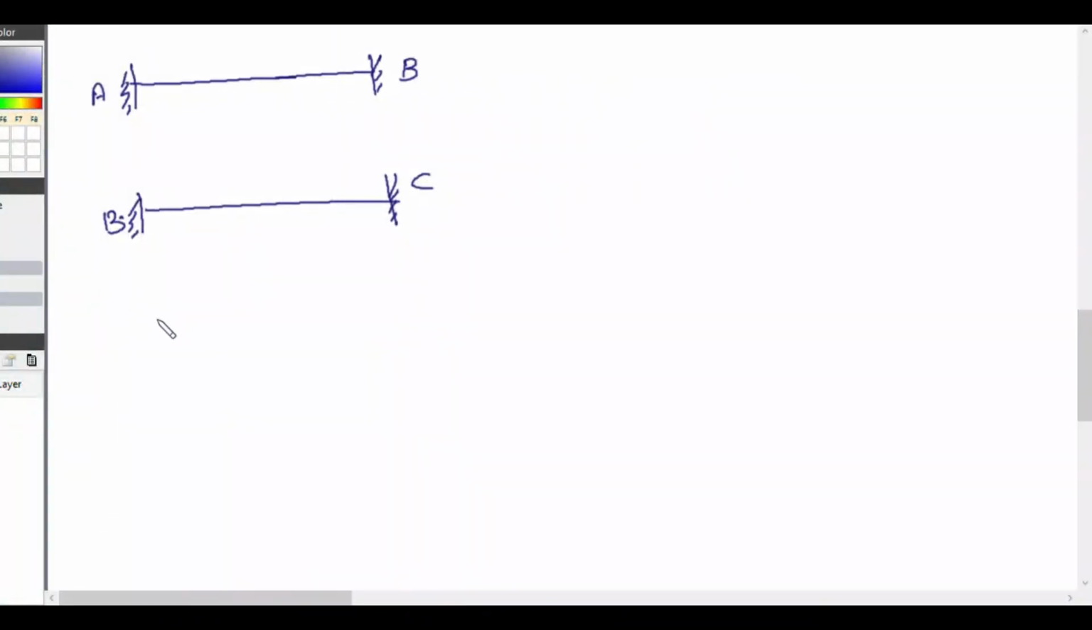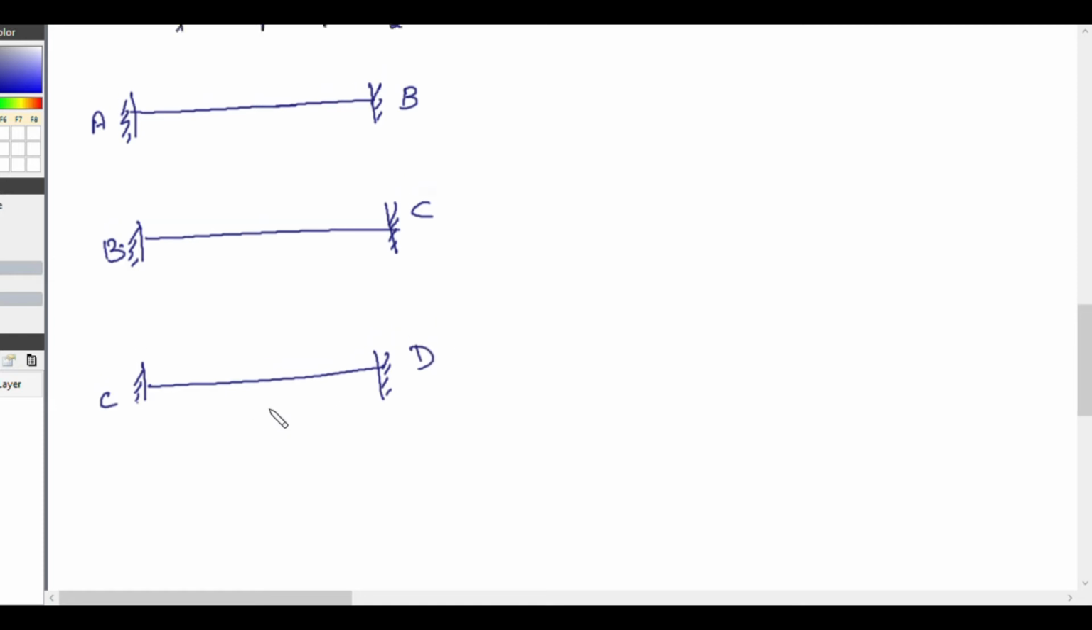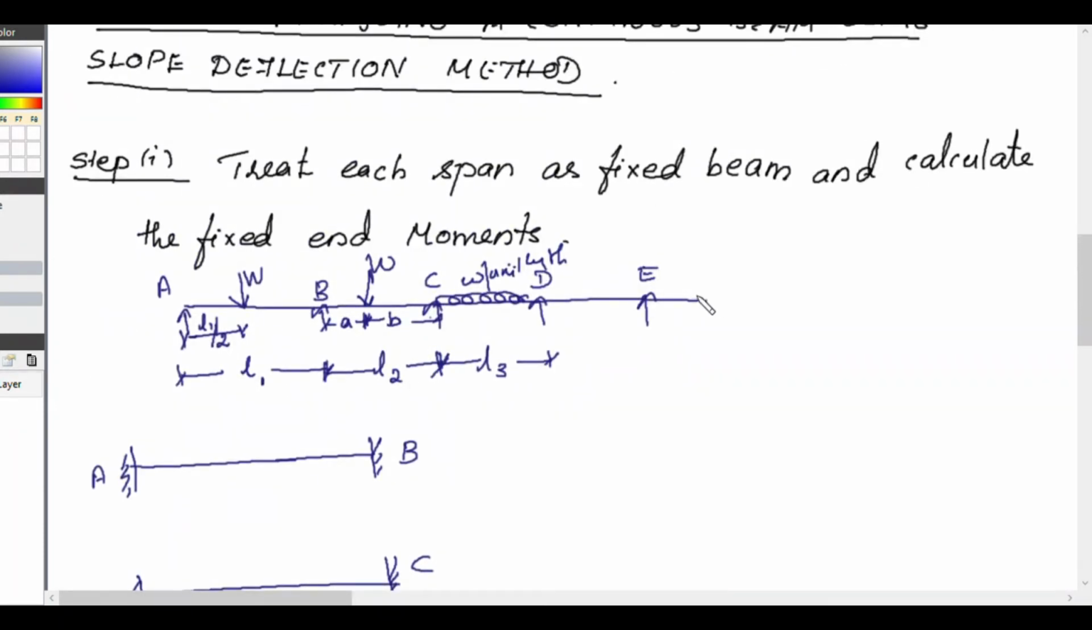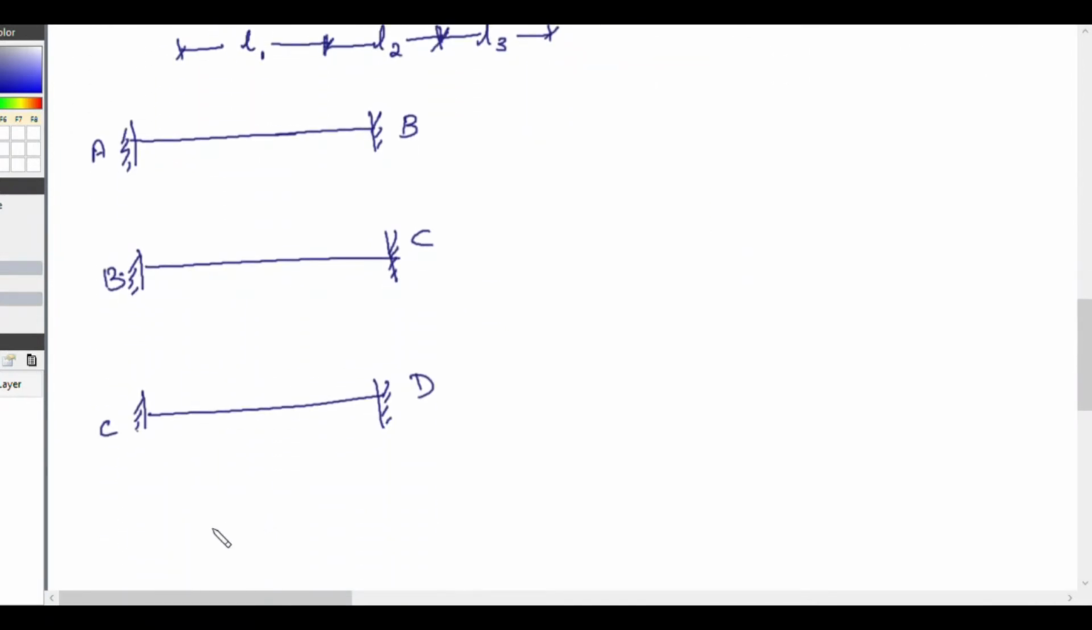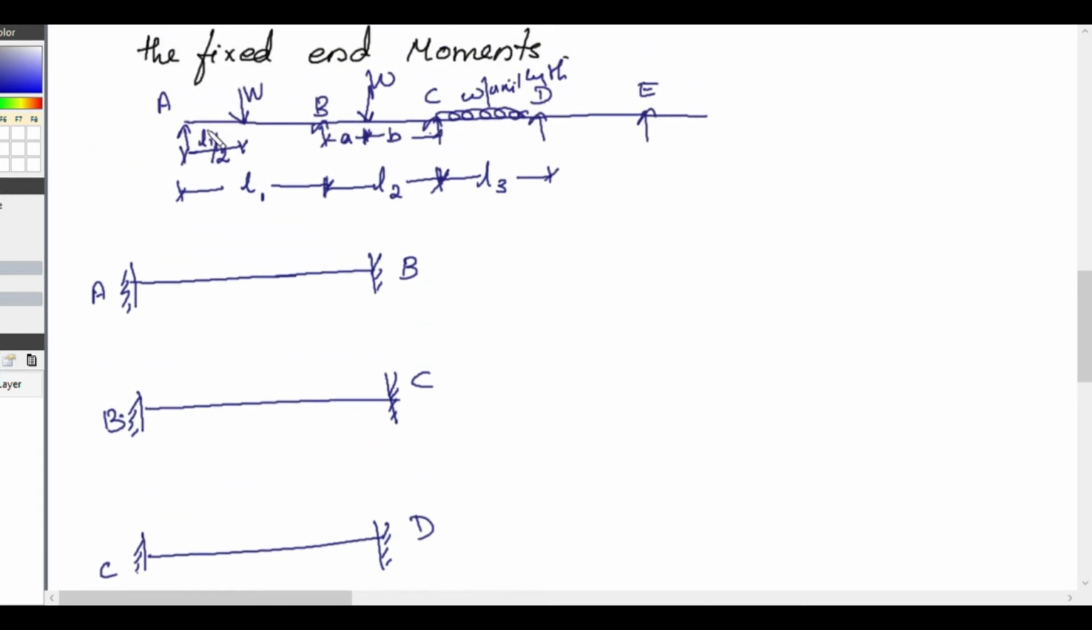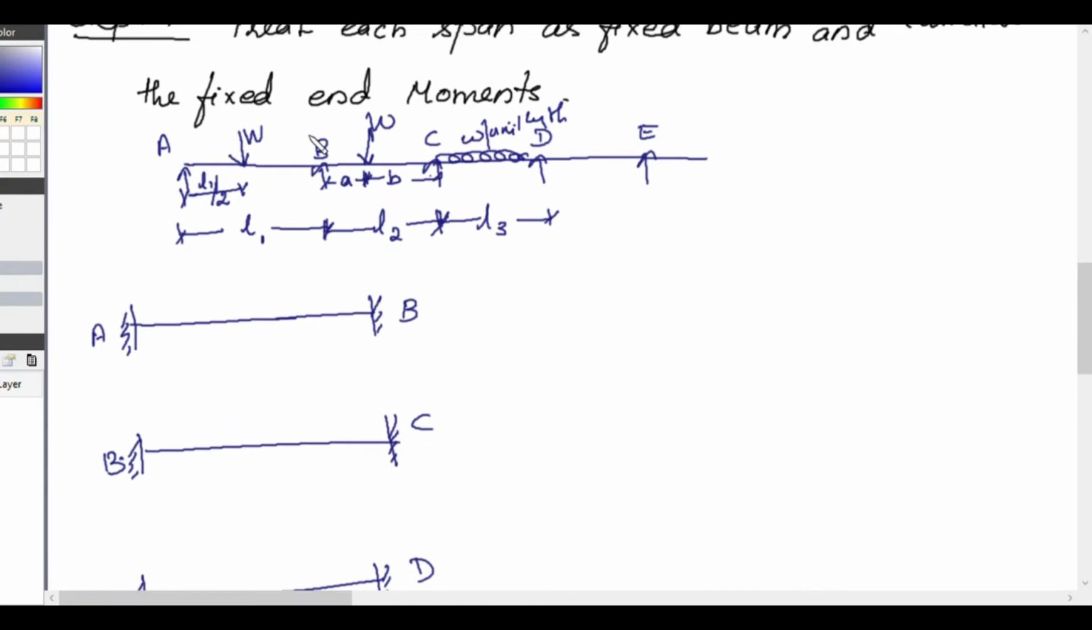Similarly, CD will be treated as a fixed beam. Now again, this is an overhang, right? So DE also will be treated as a fixed beam. See, here I have given you the general cases. These are the common loading conditions which you can expect in your problems.